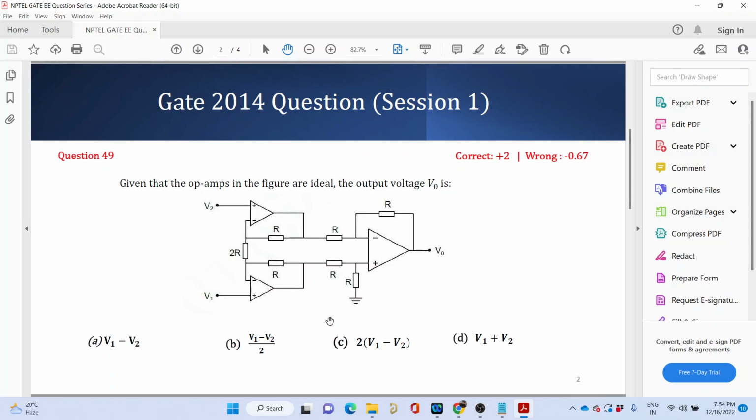Do you know anything about virtual shorting, virtual grounding? Have you heard these terms? Yes, I know something about virtual shorting. If two different voltages are applied and we are taking only one output voltage. No, no. So what is the potential at this point? V2 is over here, right? V1 is over here. What is the potential at this point? At this point V1. V minus at this point it should be V2. At this point it should be V1.